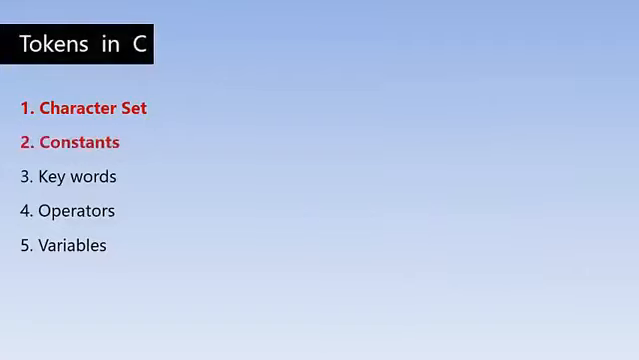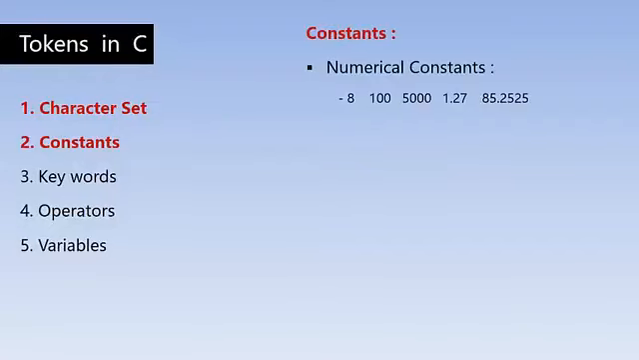And next, the constants. Constants are literals which are not going to change their values at any point of the program. So first look at the numerical constants. Numerical constants are numbers. They include integers and real numbers, positive or negative. For example, -8 is a numerical constant. 100, 5000, 1.27, 85.2525, all are numerical constants. Likewise, you can take any number and call it a numerical constant in C language.